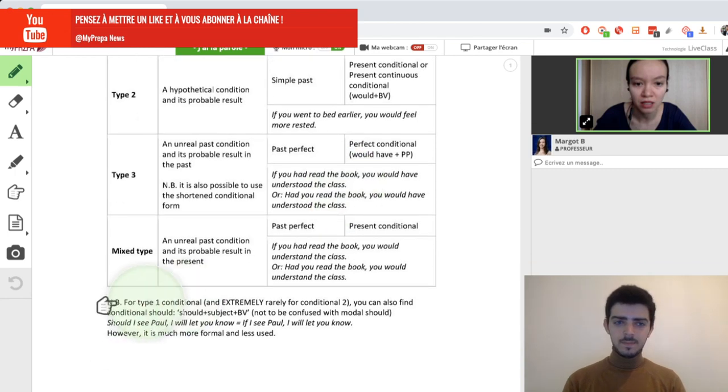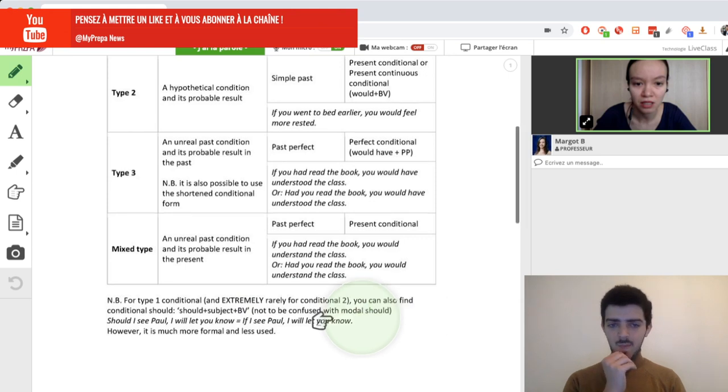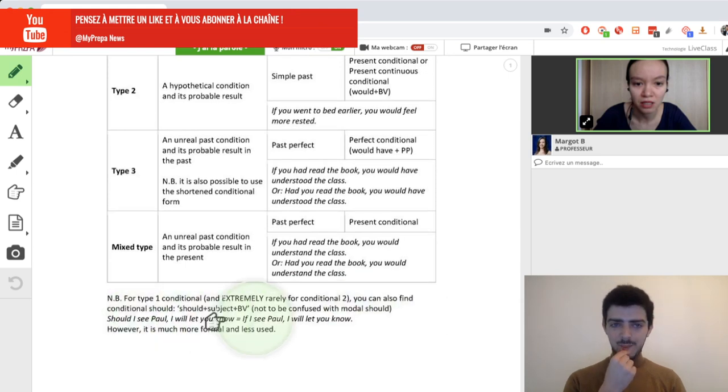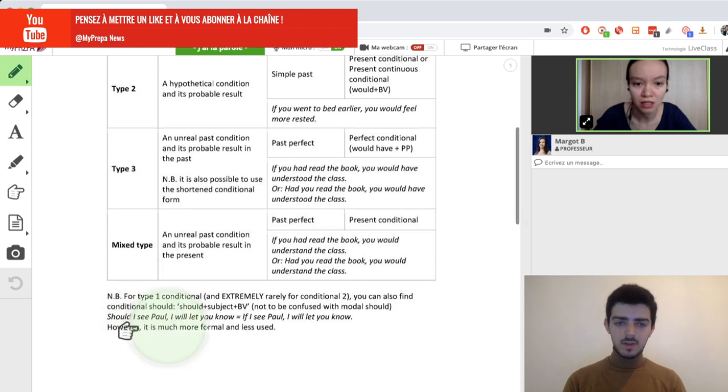A little bit of another remark for type 1 conditional, and extremely rarely for conditional type 2. You can also find what we call the conditional should. So it's the same structure as the had: should plus subject plus base verb, which should not be confused with modal should. So for example, should I see Paul, I will let you know. It's the same as if I see Paul, I will let you know. Again, it's more formal, and usually should is used when you're writing a book of rules or guidelines or things like that. Then you will see the should structure in those cases.